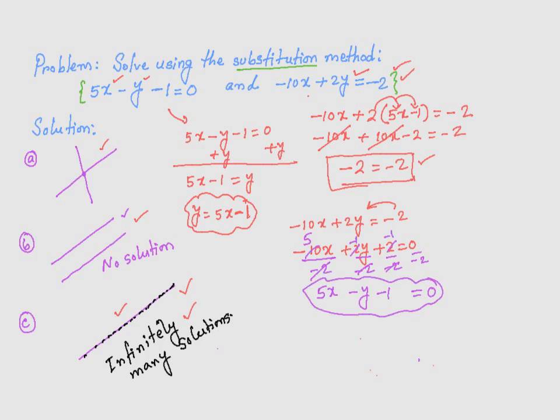So from the second equation, we just got this. Isn't it the same thing as this equation? It's exactly the same thing. So in essence, these two equations are equivalent equations. That means they have the same solution sets and they overlap, meaning they have infinitely many solutions.